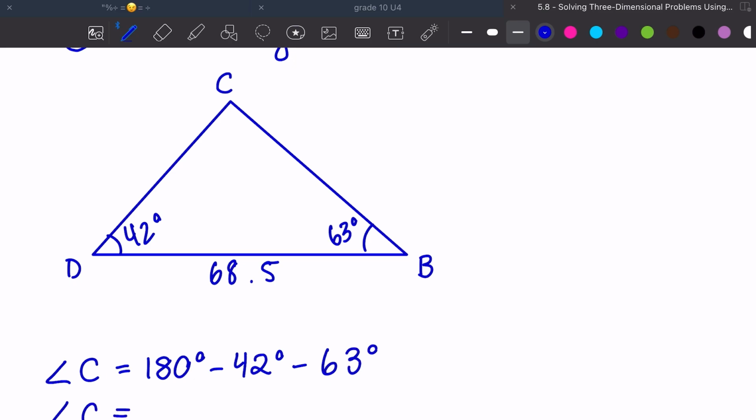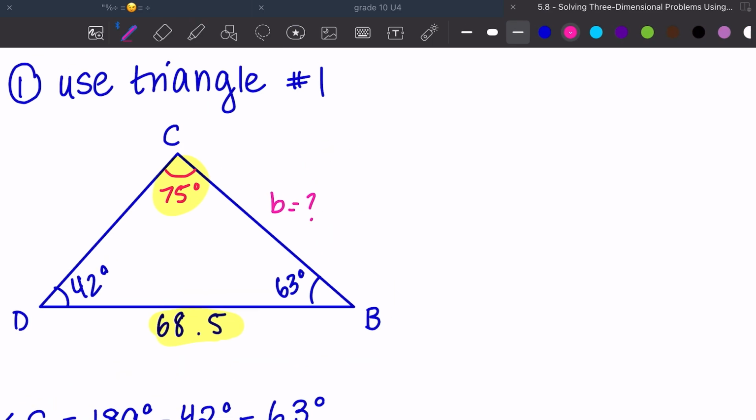What'd you say it is? I agree. So 75. I'm going to write that in pink since we added it. 75 degrees. Now that I have it, I can't really do cosine law because I don't have all of the side lengths, but I could do sine law, right?